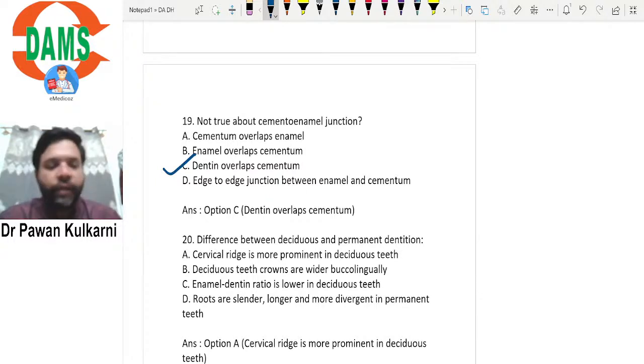The most common type of cemento enamel junction is overlap type, where the cementum will overlap the enamel. The other type is gap, where there will be a gap between the cementum and enamel. The other type is where the cementum and enamel meet at a sharp junction, called a butt joint. Okay, overlap, gap, and butt joint. So there is no role of dentine here.